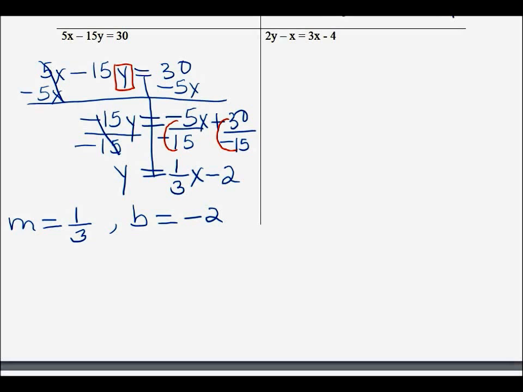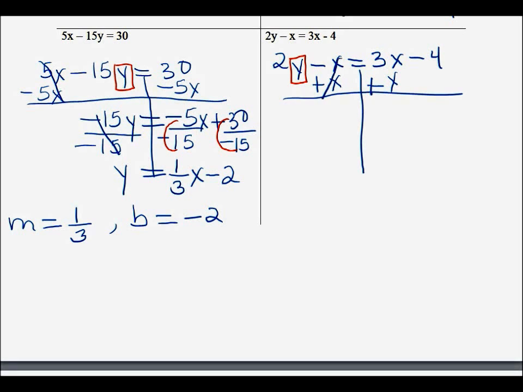So let's go ahead and check this last one. We have 2y minus x equals 3x minus 4. Starting off the exact same way, I'll rewrite the equation. I know that my goal is to isolate the variable y. So in order to do that, I need to get rid of this minus x. So I'll do the opposite and say plus x to both sides of the equation. Now this time on the right, you'll notice that I have something to combine. I have 3x plus x. I can combine that. That leaves me with 4x, and then I'll bring down the minus 4.